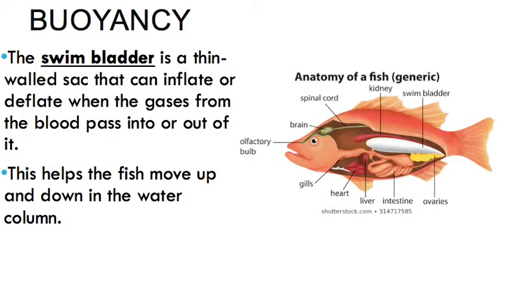All right. Next up is the swim bladder. The swim bladder is a thin-walled sac that can inflate or deflate when the gases from the blood pass into or out of it. And this will help them be able to move up or down in the water column, depending on if it's inflating or deflating. If it's inflating, they're going to go up. Deflating, they're going to go down, because the gas is going to be less dense than the water, so it'll help them rise and lower in the water column.